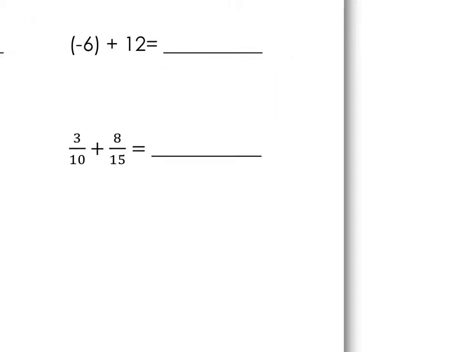-6 plus 12. These have opposite signs, so you subtract the absolute values. 12 minus 6 is 6. And the sign is the same as the larger of the two numbers, which is 12. So the answer is +6. If you think of it in terms of money, you owe the bank $6, you deposit 12, so you covered your $6 debt, and you now have a balance of +$6.